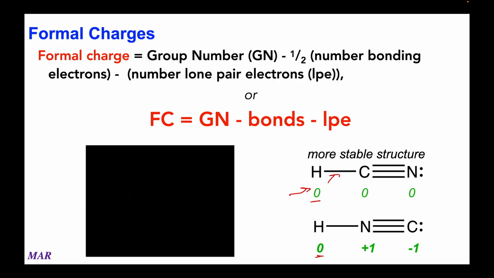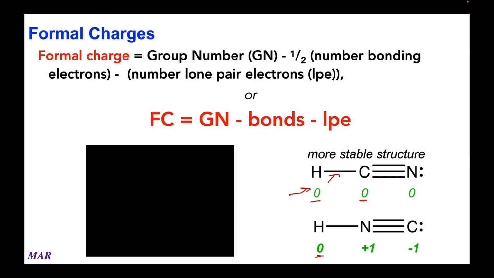No big deal. If you go to the carbon in the hydrogen cyanide, that carbon is a group number 4. It's 4A on the periodic table, so 4. And that carbon has 4 bonds, 1, 2, 3, 4 sigma bonds, no lone pair electrons. So it would be 4 minus 4 minus 0, formal charge of 0.